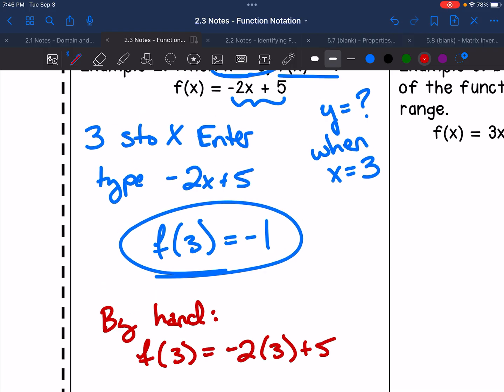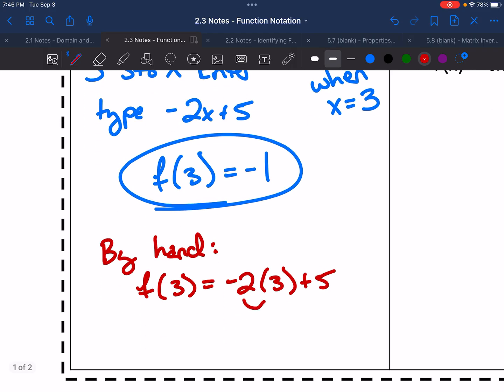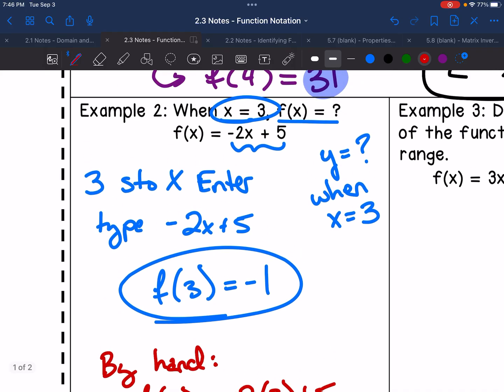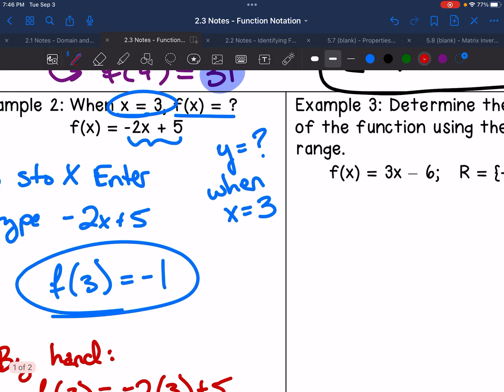Okay, so it's negative 2 times 3 plus 5. And then I would see what that equals. That's negative 6 plus 5, which equals negative 1. All right, so you can do it by hand or you can use the calculator.